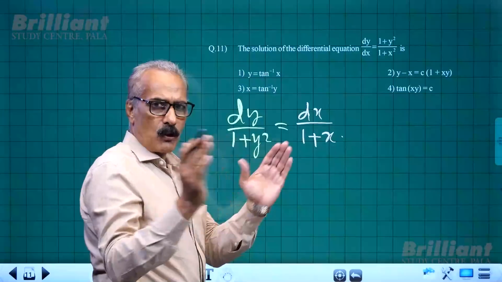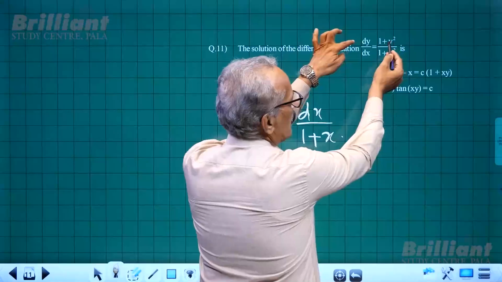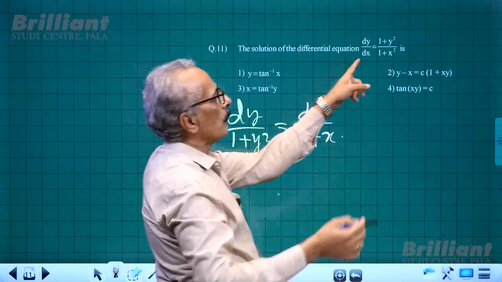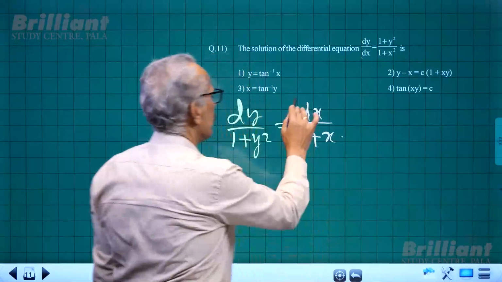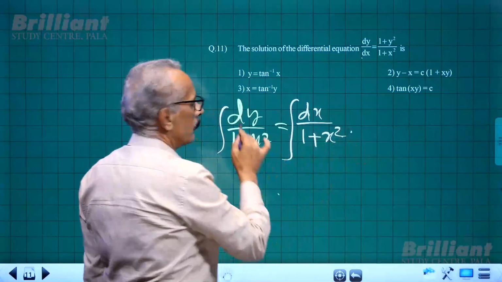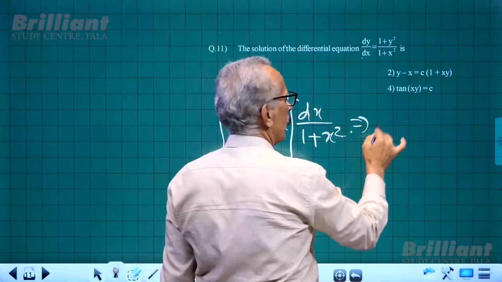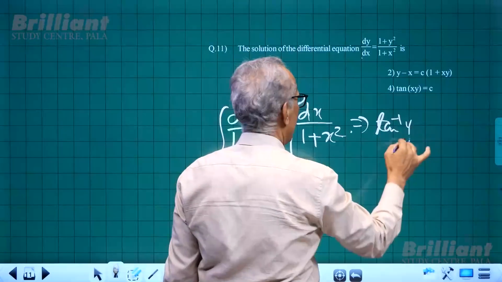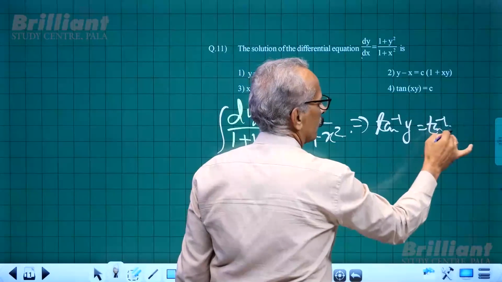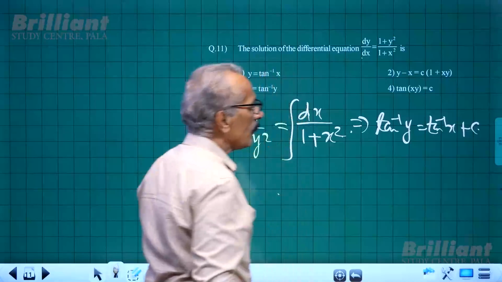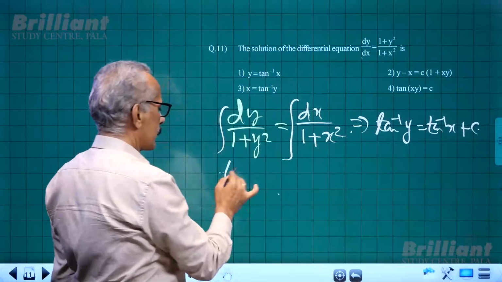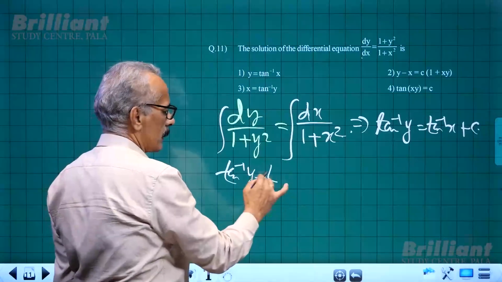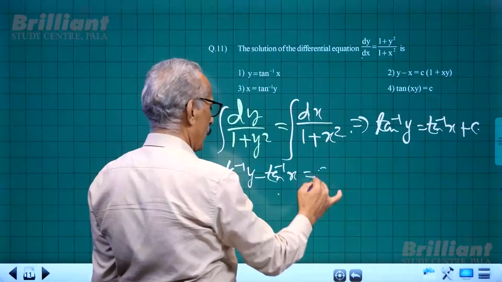All x with the dx, all y with the dy. So this 1 plus y square is taken to the left side, dx is taken to the right side. Integral of 1 by 1 plus y square is tan inverse of y, equal to tan inverse of x plus c. We take it to this side. That is tan inverse y minus tan inverse x equal to c.